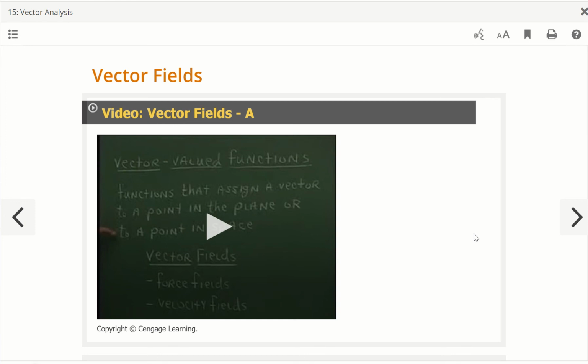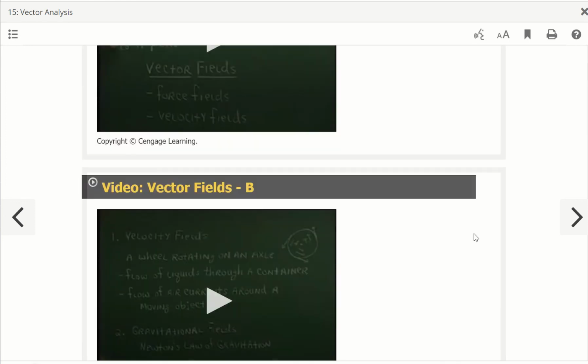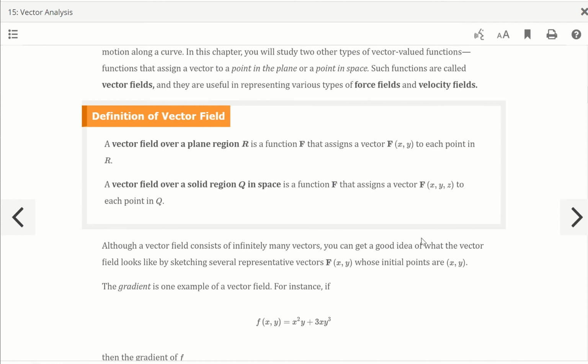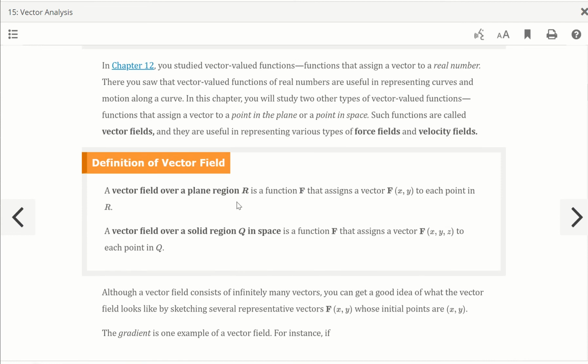In chapter 15.1, we're going to look at vector fields. A vector field over a plane region R is a function f that assigns a vector to each point in R. So we have a planar region, the standard xy plane that we're used to right now. That gives us an ordered pair x and y. If we plug x and y into this function f, what we get is a vector that's associated to that point.